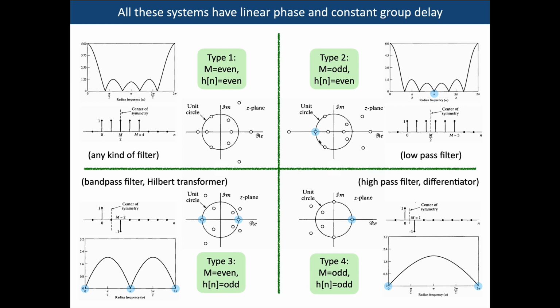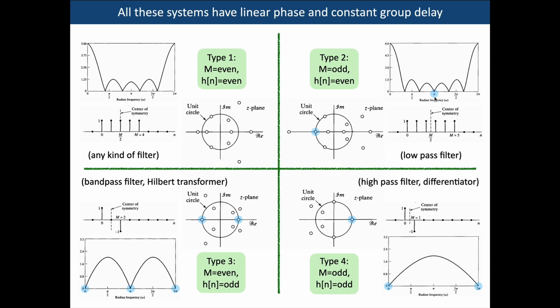For type 2, it turns out that no matter what kind of even symmetric, odd ordered filter you choose, when you take the roots of that polynomial, you will always get a root at -1. And that's what I've highlighted here. What does a root at -1 mean? Well, in terms of the frequency response, it means that there will be a null in the frequency response at high frequency.